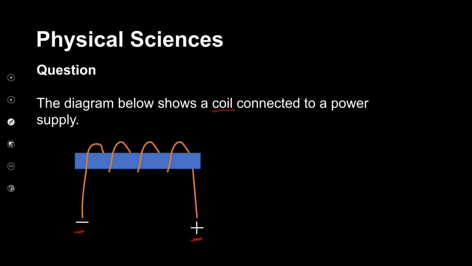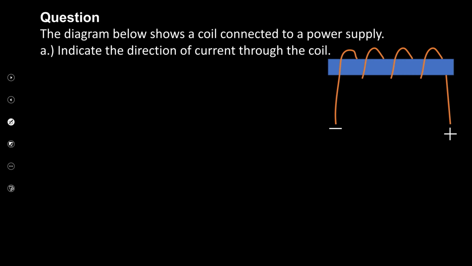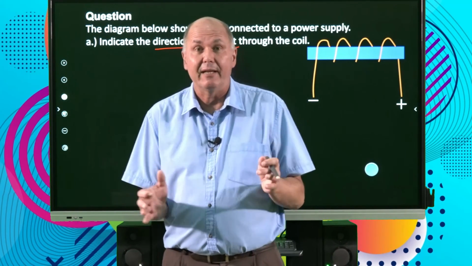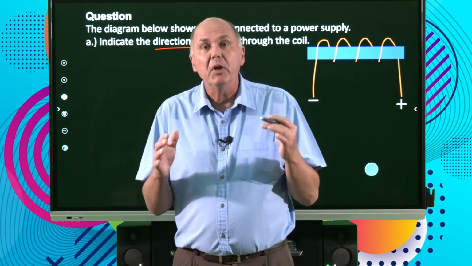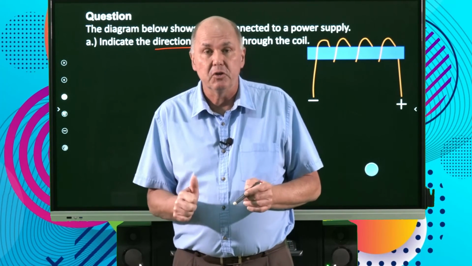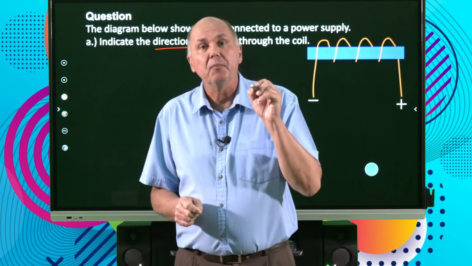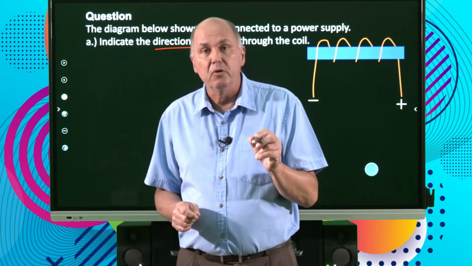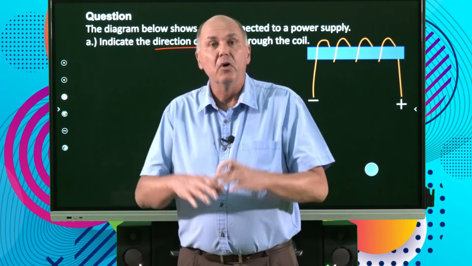We recognize that the wire is wrapped around an insulator, and now we're going to see exactly what the questions are. So it says, indicate the direction of current through the coil. Now, that is really not difficult, but it's an important point to make, that whenever we are asked for the direction of current, we are dealing with conventional current. It's the direction a positive charge would move in a circuit or in a field.